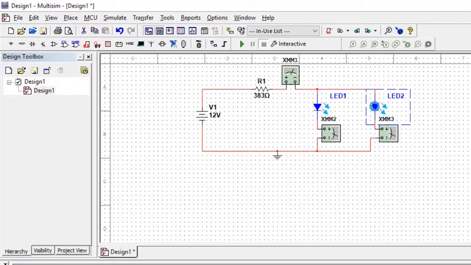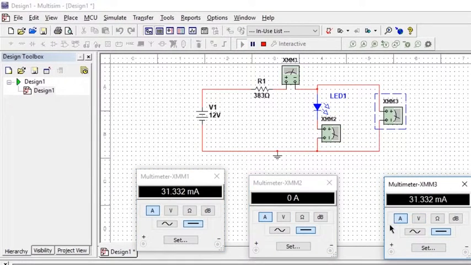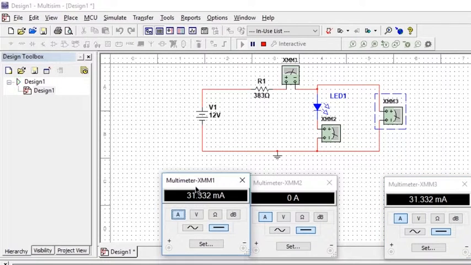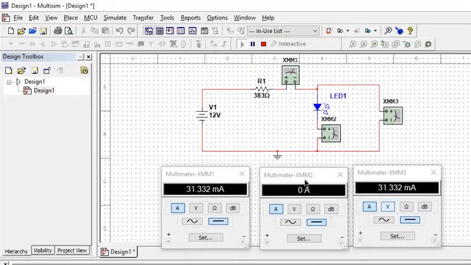Now, let me replace an LED with just a wire and see what happens. The LED doesn't glow. We can see no current flowing through the LED. It's because the current chooses the path of least resistance. That made the current choose the path of the wire.